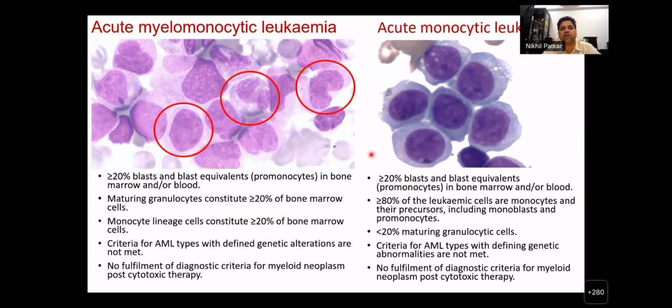So how do you differentiate myelomonocytic leukemia from monocytic leukemia? See, if you see this case, it has monoblasts, it has monocytes, and it has granulocytes. So there is a rule of 20 which we apply.